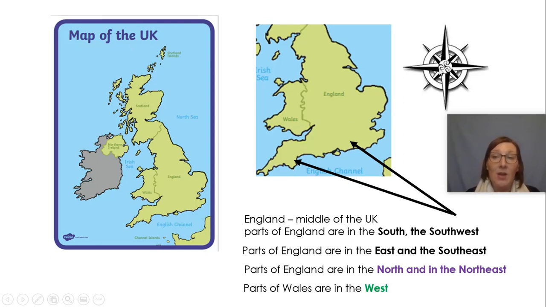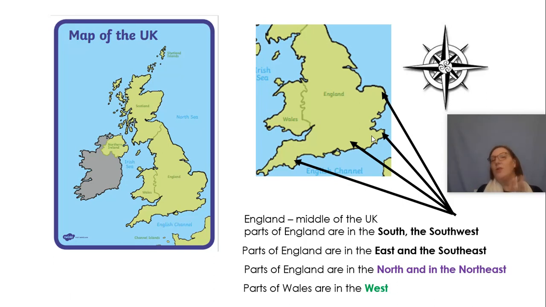So imagine that we had our compass and it would be in the middle here. Down here, do you remember, would be south. Up here would be north. So here we're looking at the south and southwest. But we also have the east of England, which is on this side of the country. And we have the southeast, which is over here. So if this is the southwest over here, this is the southeast over here. Does that make sense to you?